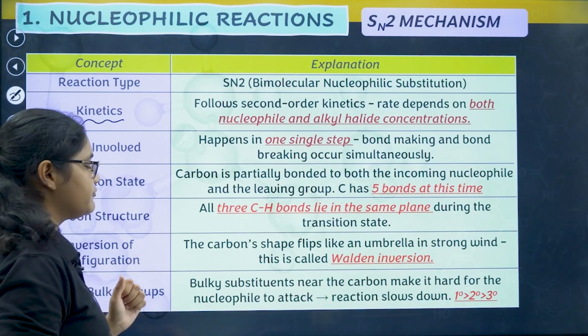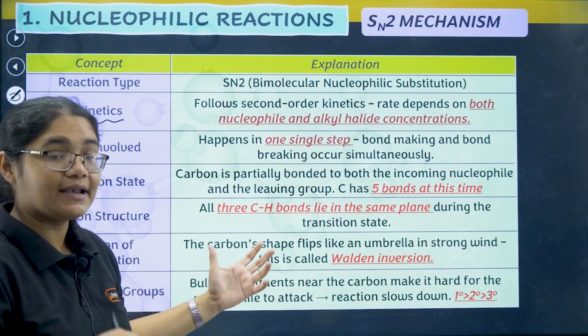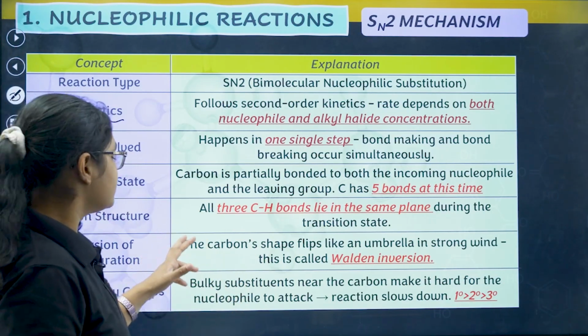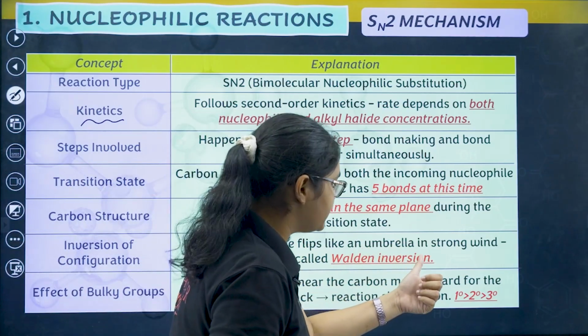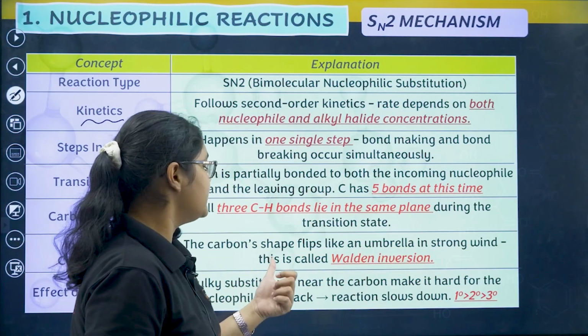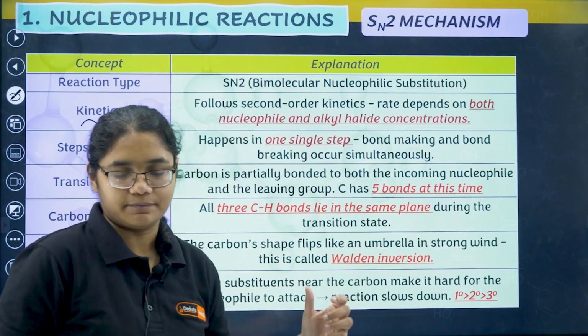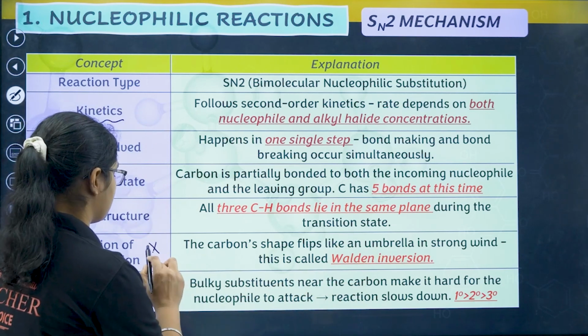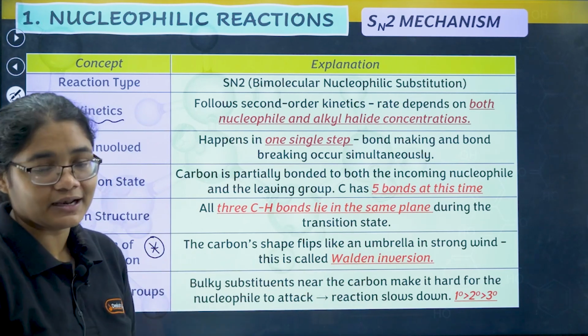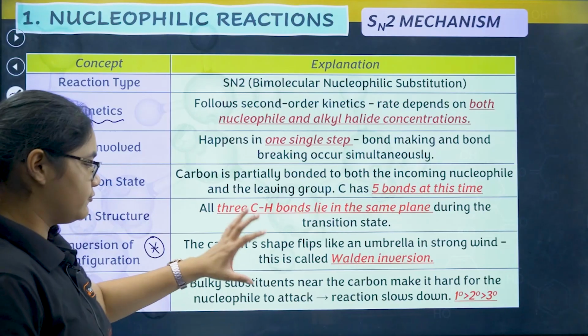Next, what is inversion of configuration? That we will understand in detail after some time. The carbon shape flips like an umbrella in a strong wind. This is called Walden inversion. I will explain this term after some time. We will come to the stereochemical aspects later, so you have to wait for that.